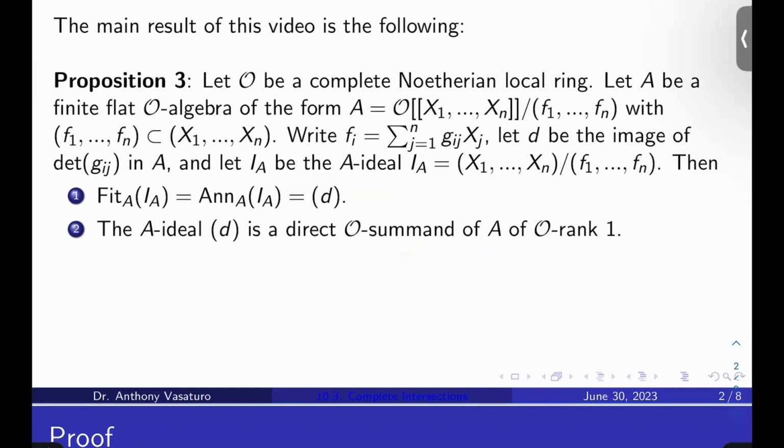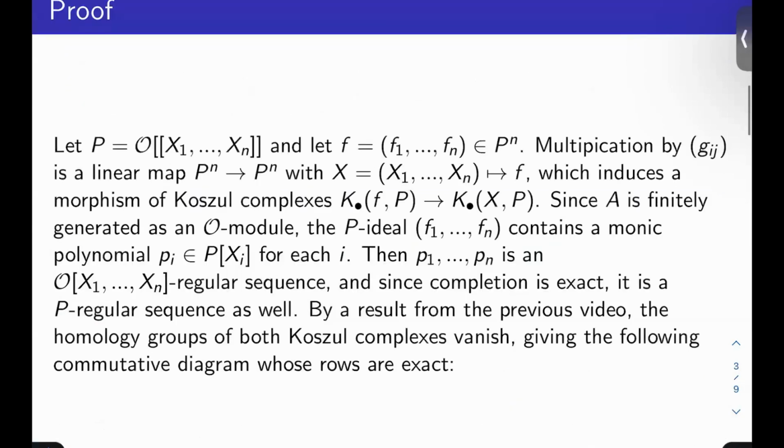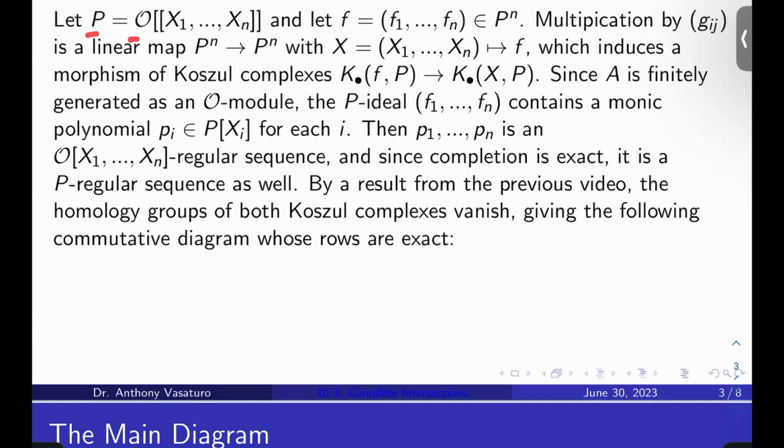Okay, so let's get into the proof of this, and we'll use this in the coming videos. All right, so let's let P be O[[x1, ..., xn]], and we'll let F be (f1, ..., fn) in P^n. Okay, so multiplication by G_ij is, of course, a linear map from P^n to P^n, and it sends x, which is (x1, ..., xn), to F. And this induces a morphism of Koszul complexes K(F; P) to K(x; P). So see my previous video on the basic theory of Koszul complexes needed to understand this.